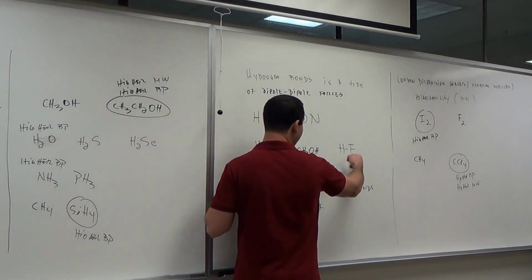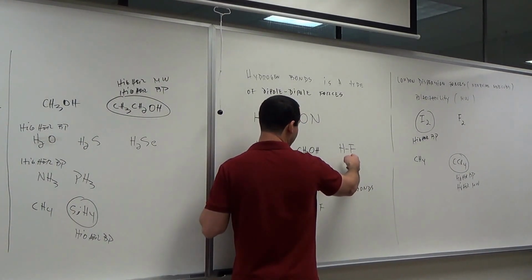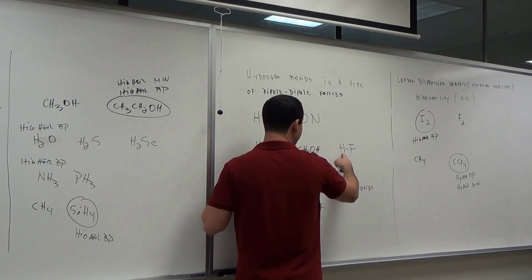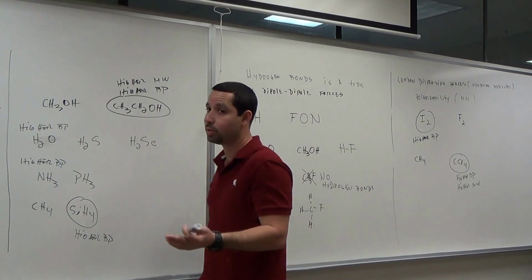Whenever you see a fluorine, the only time that it's going to make a hydrogen bond is if it has an H next to it. If it's something else with a fluorine, it's not going to do it.